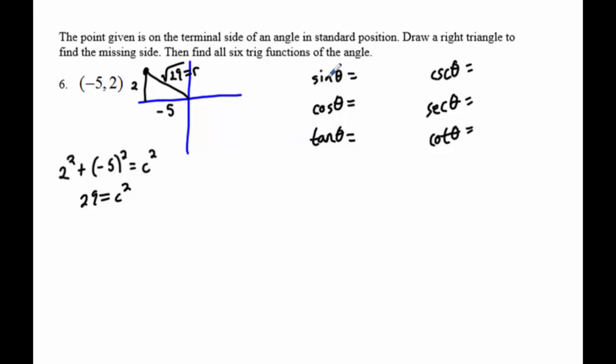Sine is y over r, so that's going to be 2 over square root of 29. Which goes to 2 square roots of 29 over 29, because I have to rationalize. So I multiply the top and the bottom by the square root of 29. And then cosine is negative 5 over square root of 29. And then I rationalize that and make it negative 5 square roots of 29 over 29.